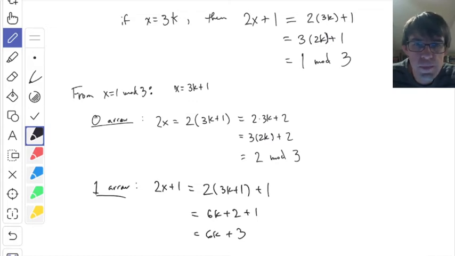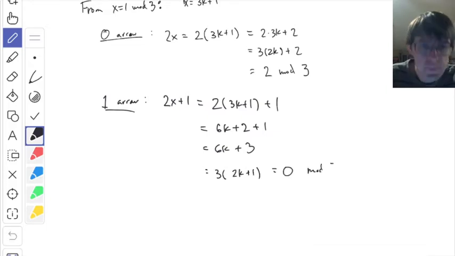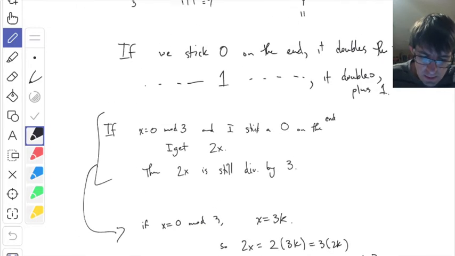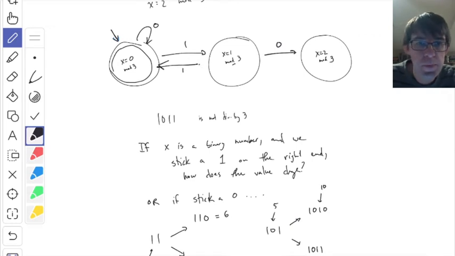What do you say? Is it divisible by 3? I think this is divisible by 3, isn't it? I can factor 3 out of the whole thing. So this is 0 mod 3. All right, and that means the arrow with a 1 on it in the middle goes back to the left to the 0 mod 3 state, like that. All right. I'm feeling good about this.